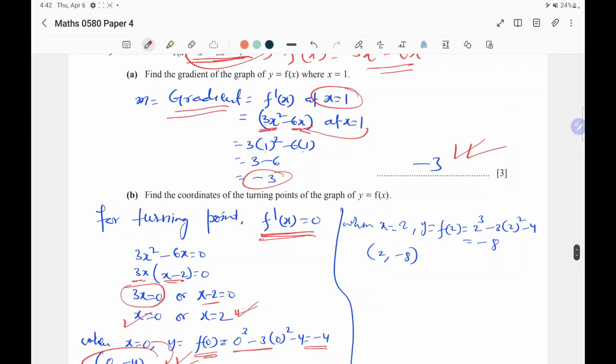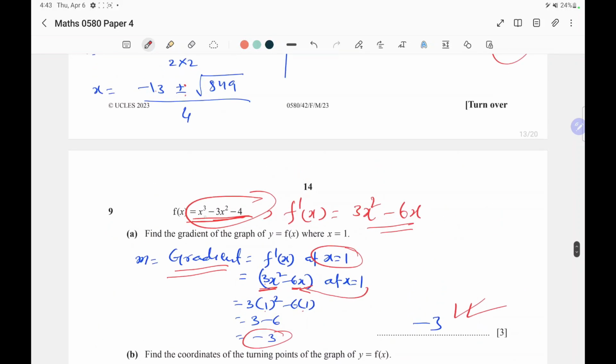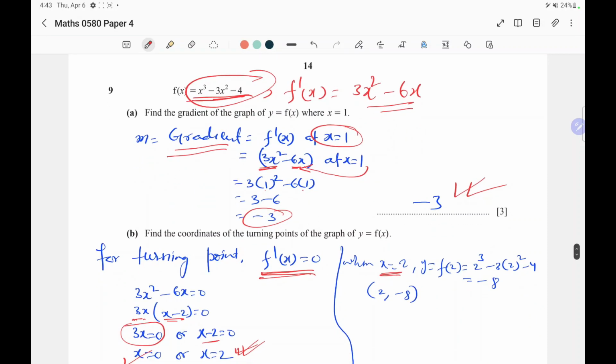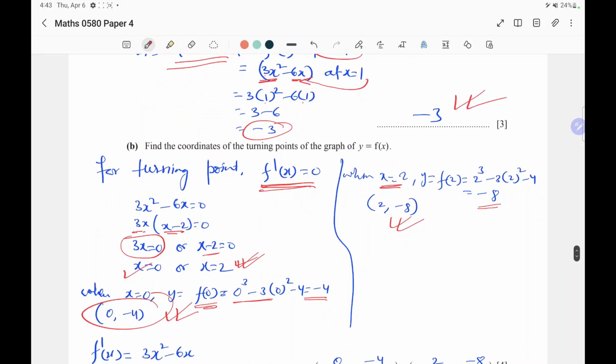Now I got x equals 2 also. So just put x equals 2 in the function over here, like 2 cubed minus 3 times 2 squared minus 4. Because we need to find y also, right? Whenever they are talking about the coordinates, then we should always give x as well as y. So we found x, but we need to find y, we need to put the x value in the function. So 2 cubed minus 3 times 2 squared minus 4, this is minus 8. So 2 comma minus 8, this is another turning point.